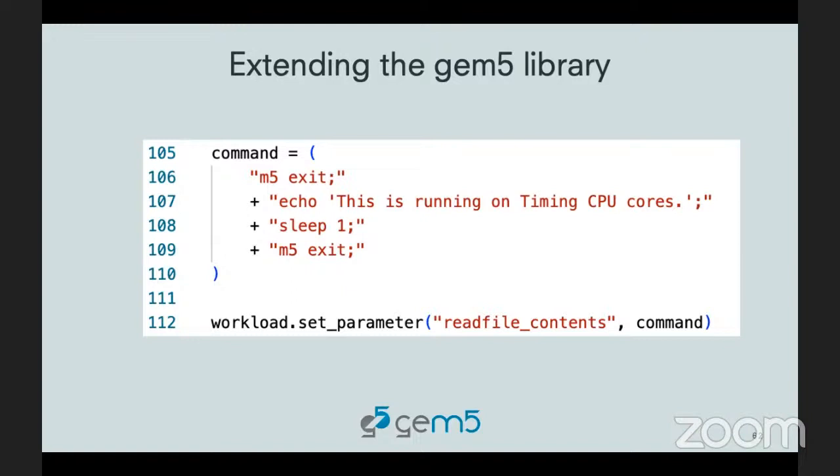This should become more clear later on, but we have this command here. This instruction, m5 exit, will exit the simulation loop. Then we will re-enter the simulation loop, and the simulation will start here. It will run a print statement saying, this is running timing CPU cores. Actually, that's incorrect, it should say O3 CPU cores. You can update that on your end. It'll sleep for 1 second, and then it'll exit again. And we set that on the workload with this parameter. So we say, we want this workload, but we want to set the read file contents to this command.